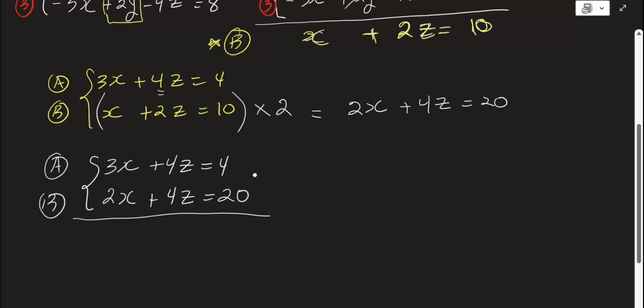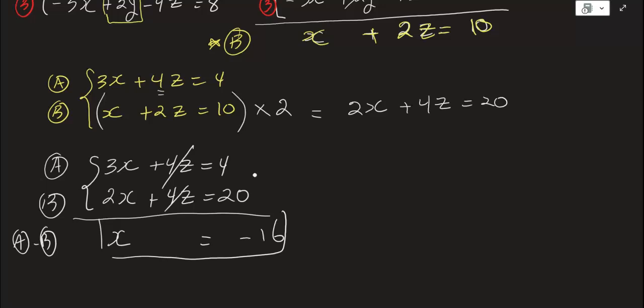In this case, we are just adding or subtracting. So this is subtraction. Do A minus B. What do we get? We get 3x minus 2x, that's 1x. 4z minus 4z, that's 0. 4 minus 20, that's negative 16. That's our first value, x.